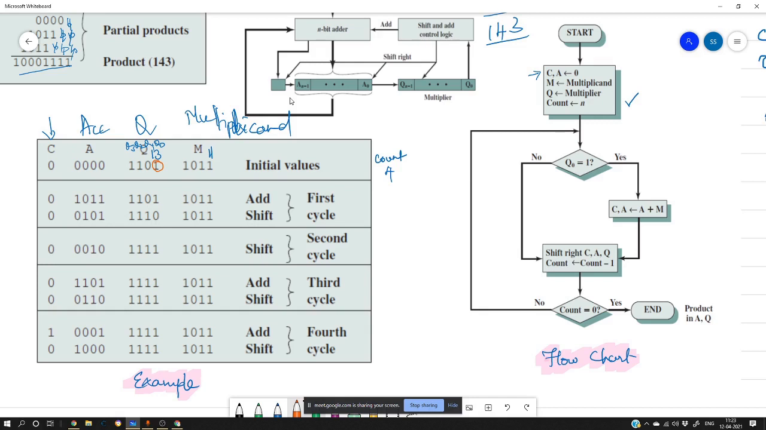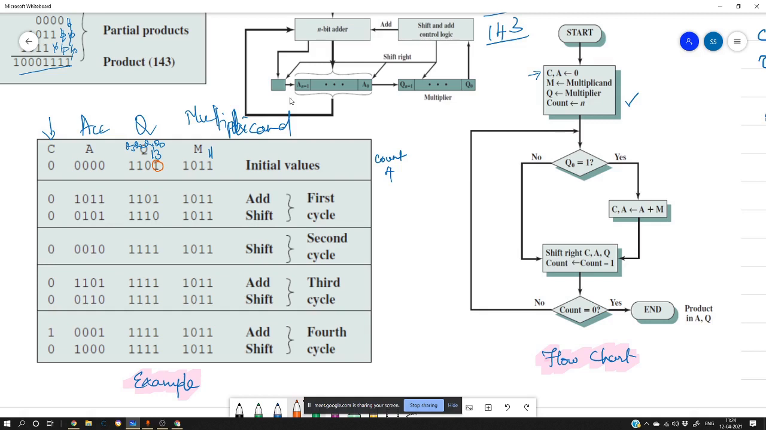So it is 1. If it is 1, what are we supposed to do? You're going to add the multiplicand with the accumulator content, because finally the result is going to be there in the accumulator. So all operations actually need one of the operands to be present in the accumulator. That is the basic protocol.